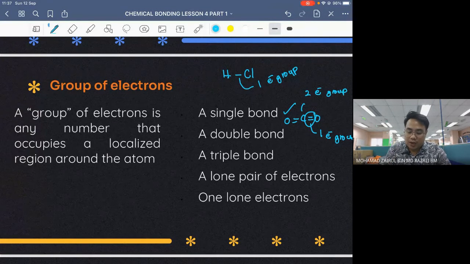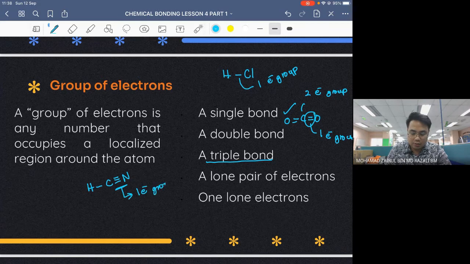And then we have a triple bond. A triple bond we also consider as one electron group. So for example, HCN. If you draw the Lewis structure of HCN, this is going to be H, single bond C, triple bond N. The triple bond we consider as one electron group. So the total number of electron groups surrounding the central atom, carbon in HCN, is equal to 2 electron groups.